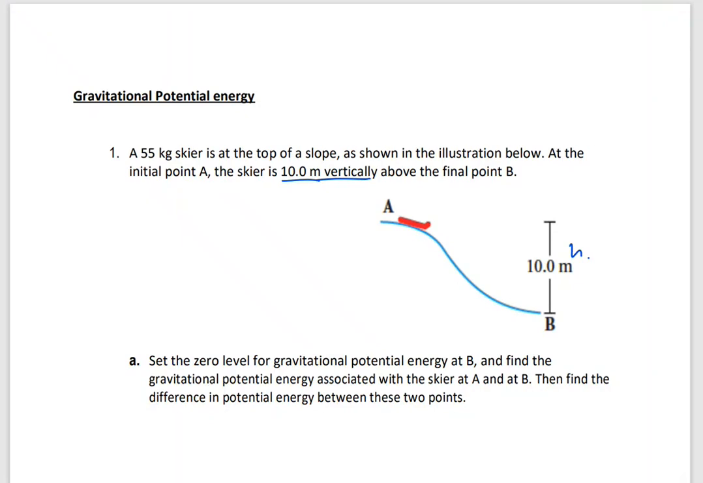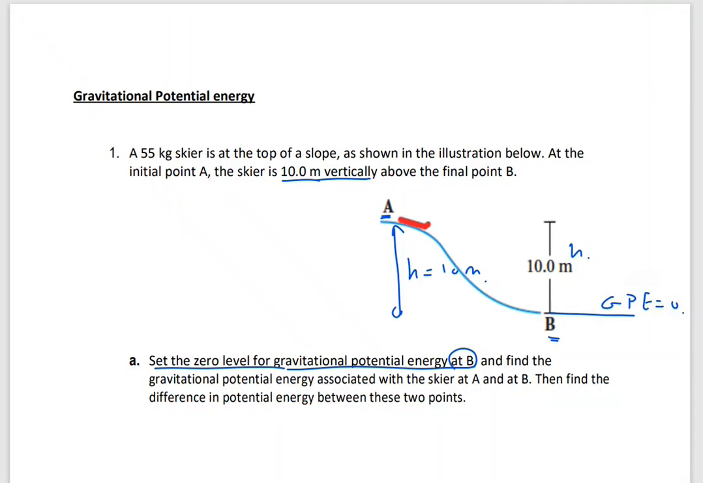So we have here a sphere. We go from point A till point B. The height from here till here is 10 meters. Set the zero level for the gravitational potential energy at point B. So at point B, the gravitational potential energy is zero.